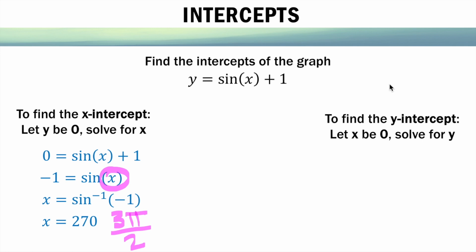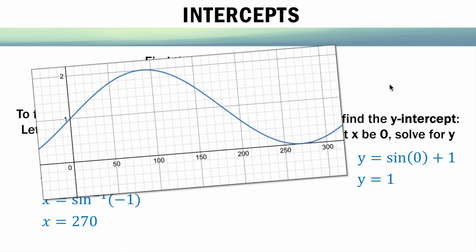Then we'll find the y-intercept, so we'll just let x be 0. So the sine of 0 is 0. If you add 1 to that, you get 1. So there's the graph of that one. And we've got the x-intercept of 270, or 3 pi over 2, and the y-intercept of 1.